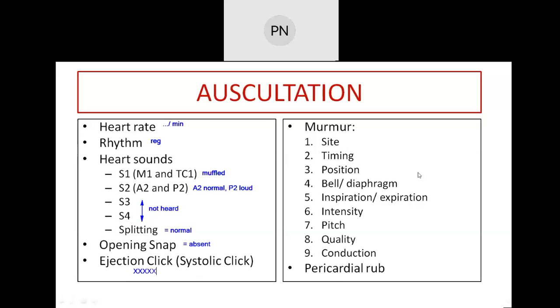Let us now talk about the classical murmur of mitral regurgitation. What is the site of the murmur? The site is apex, or you can also say mitral area. Timing of the murmur is pansystolic. Position of the patient. For mitral valve pathology, the best position is same. That is either stooped forward or left lateral.